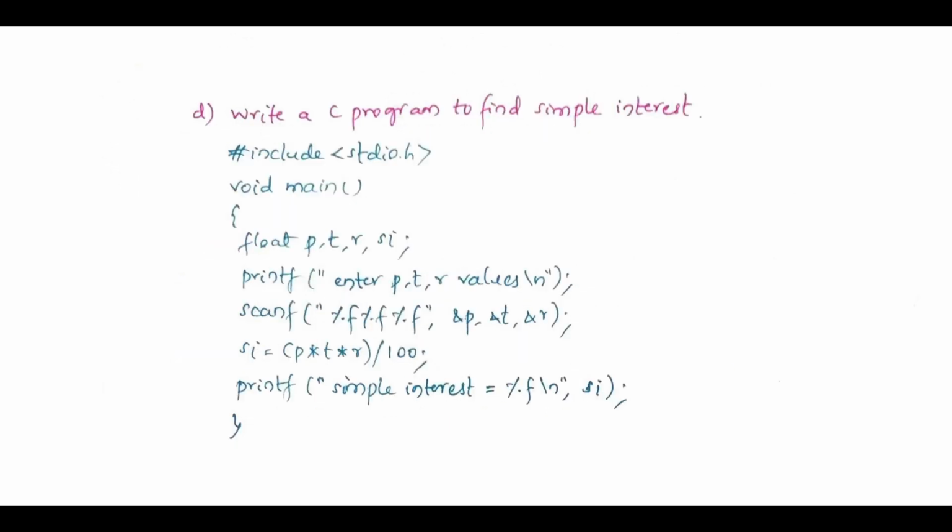Write a C program to find the simple interest. To find the simple interest, we need P, T, R values, and we know the formula as P*T*R divided by 100. That's why you have used float p, t, r, and we are going to store the result in SI. SI means simple interest, and read the P, T, R values and write the formula as simple interest is equal to P*T*R divided by 100, and the result will be simple interest, which is stored in SI.